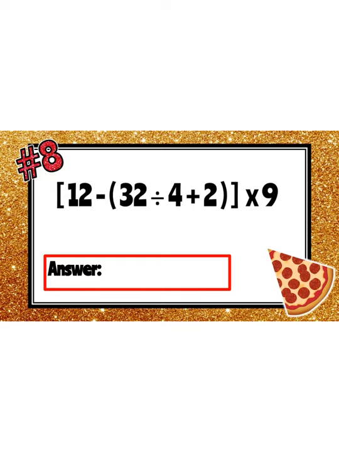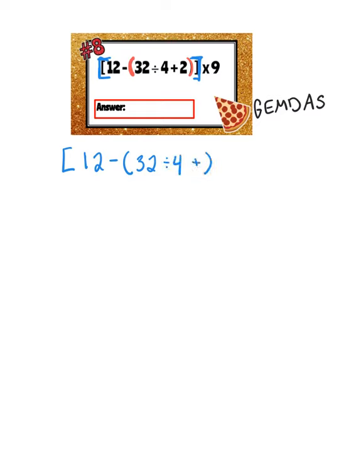All right, now here we have two sets of grouping symbols. So for this one, we're going to use GEMDAS. And remember, for GEMDAS, we need to do the innermost grouping symbols first. So we'll do our parentheses first, followed by our brackets. Okay, so let's go ahead and write our expression. 12 minus, open parentheses, 32 divided by 4 plus 2, close parentheses, close brackets, times 9.